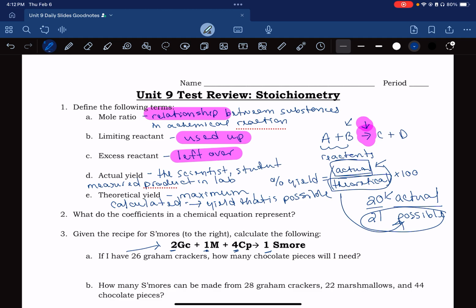Dalton's postulates, he said that atoms combine in whole number ratios. It was pretty amazing that he knew that way back then, but it is true and it is the basis of so much of what we do in chemistry. So what do the coefficients in a chemical reaction represent? They represent the number of moles of the substance.